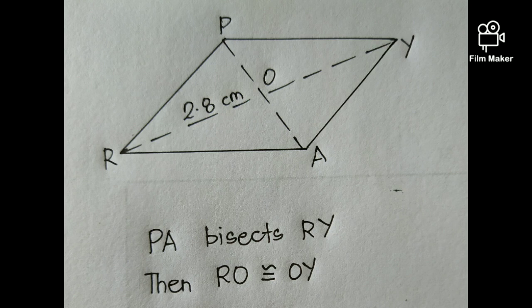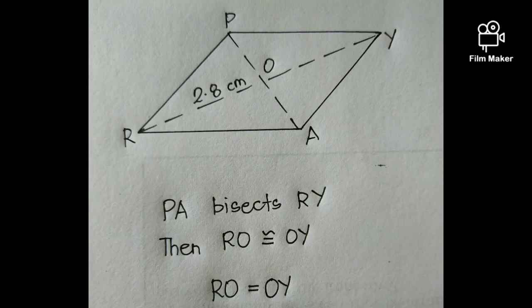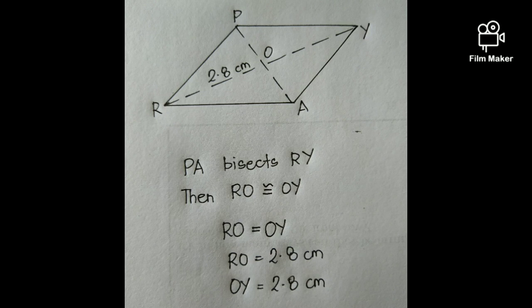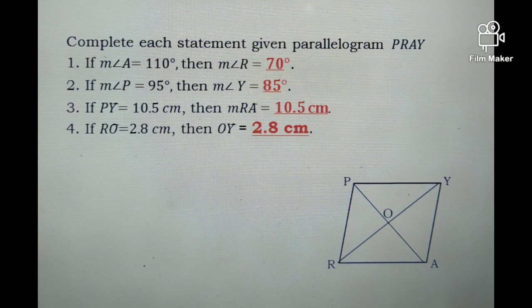Or, yung measure ni RO, line RO, ay equal sa measure ni line OY. So, if RO is 2.8 centimeters, then OY will also be 2.8 centimeters since they are congruent. Ito na yung mga final answers natin sa problem na to.